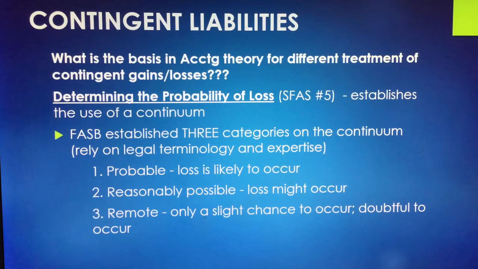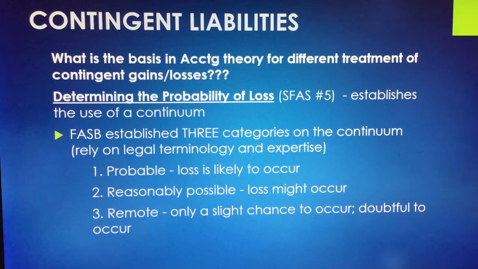Let's say, on the other hand, you're someone else's customer and you have a case against them, and similarly it's probable that you're going to win, and you can reasonably estimate the amount that you're going to receive. You would not record that as a receivable. You would disclose that in the notes to financial statements, but again, it's different treatment of potential or contingent losses versus gains, and it's based in the notion of conservatism.